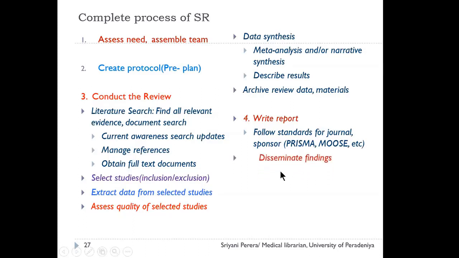Then finally, disseminate findings. That is also important, because after doing a systematic review, there's no point keeping it to yourself. You'll have to send it to the authorities concerned with the results, or else publish it. And then update the review as needed. We will talk about this later, why you need to update a review. So this is the complete process of a systematic review.